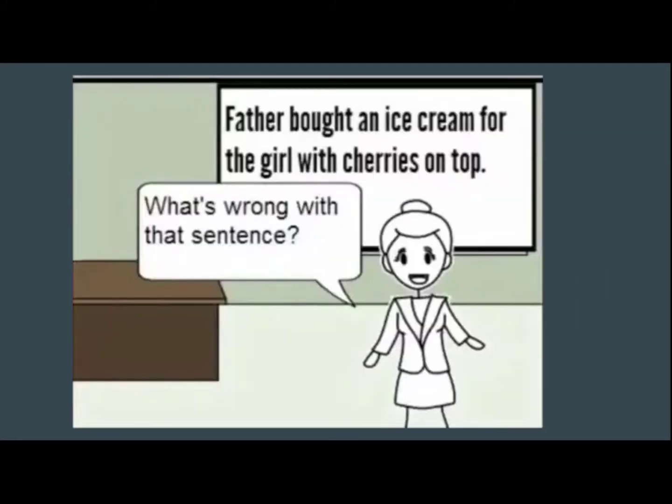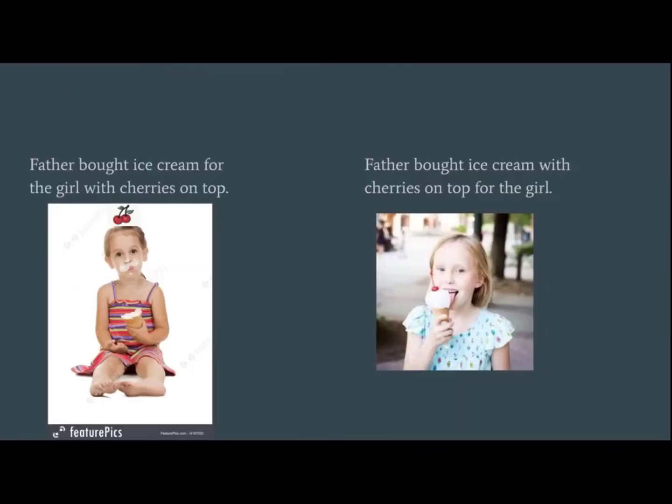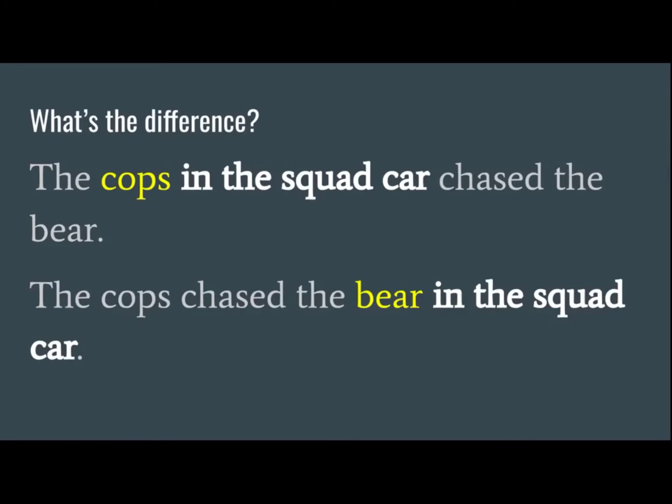So what's wrong with this sentence? Father bought an ice cream for the girl with cherries on top. Father bought ice cream for the girl with cherries on top implies that the cherries are on top of the girl. However, if we change the sentence to, Father bought ice cream with cherries on top for the girl, now the girl has ice cream with cherries on top. What's the difference between these two sentences? The cops in the squad car chased the bear, or the cops chased the bear in the squad car. The modifier is in the squad car. The question is, who is in the squad car?